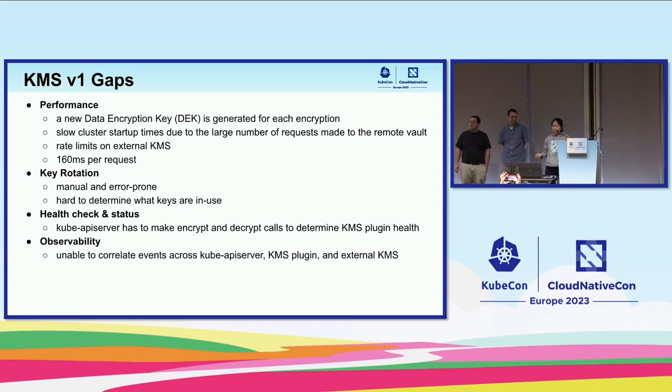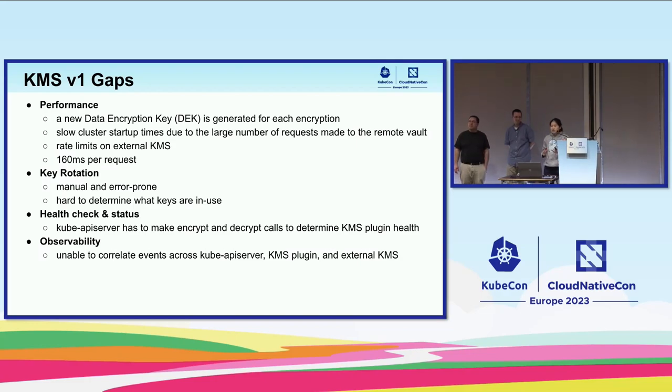And furthermore, most external KMS actually have rate limiting, right? So on top of the extra hop and the network latency as well as rate limits, that roughly translates to about 160 milliseconds per request. So as you can imagine, this is not something most companies want. And then let's talk about key rotation, right? Earlier I mentioned before 126, you would have had to restart your API server just to get the updates from the configuration file. It was very manual and error prone.